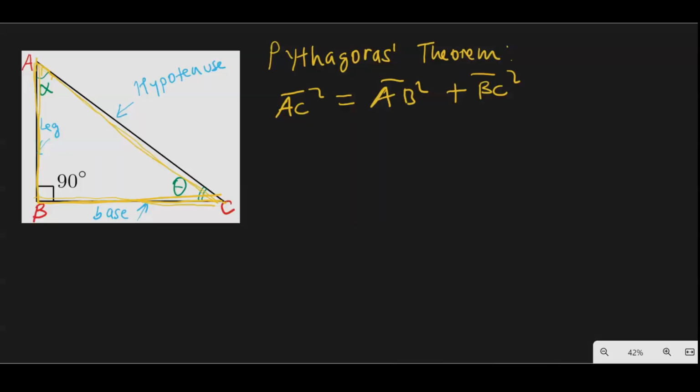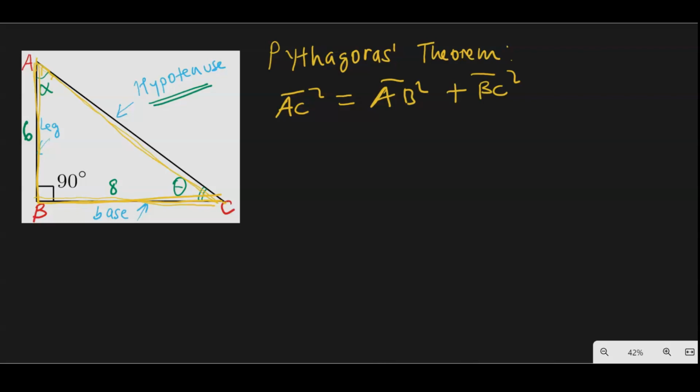Alright, let's see this using an example. The example is given to calculate the missing side and angles of a right angle triangle. We are given the leg AB is 6 units and the base BC is 8 units. We are asked to calculate the hypotenuse, let's say AC.